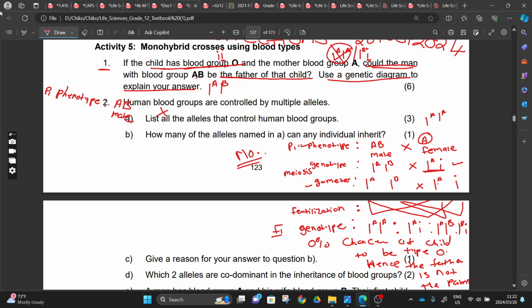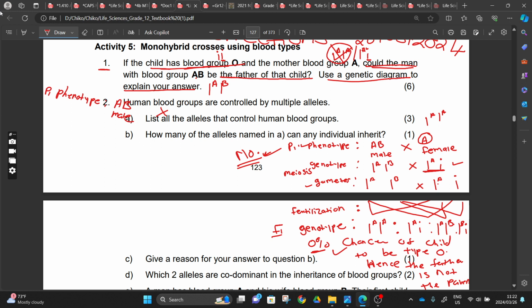Compulsory mark, it can come with this explanation, and then you will have to say: will the man with blood group AB be the father of the child? No. You get it, and then the explanation, you get your 5, and then maybe they will need the chances to show where you are saying this no. Then from there we move on, you understand.